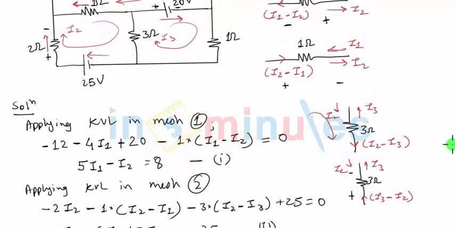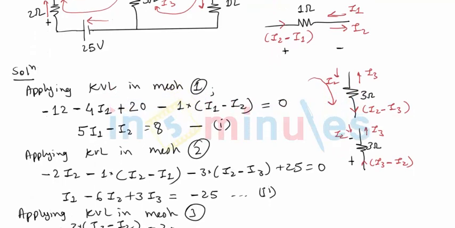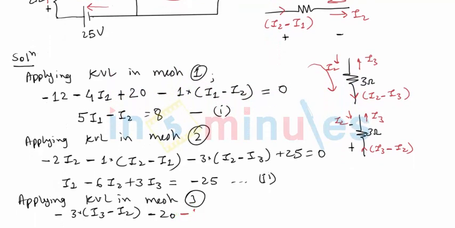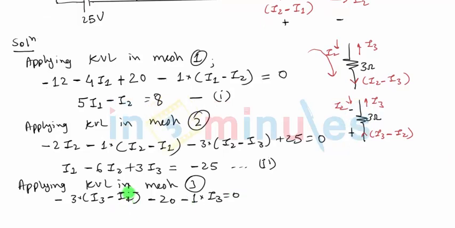And then when I come down, it is the 1 ohm resistance through which the current flowing is only I3. In the direction of current, the drop will be negative. It will be minus 1 into I3, and this will be equal to 0. There is no I1 term here, so we'll start from I2 directly. Minus plus 3I2 minus 3I3 minus I3 will be minus 4I3, equal to 20 goes on the other side. So this is my equation number 3.